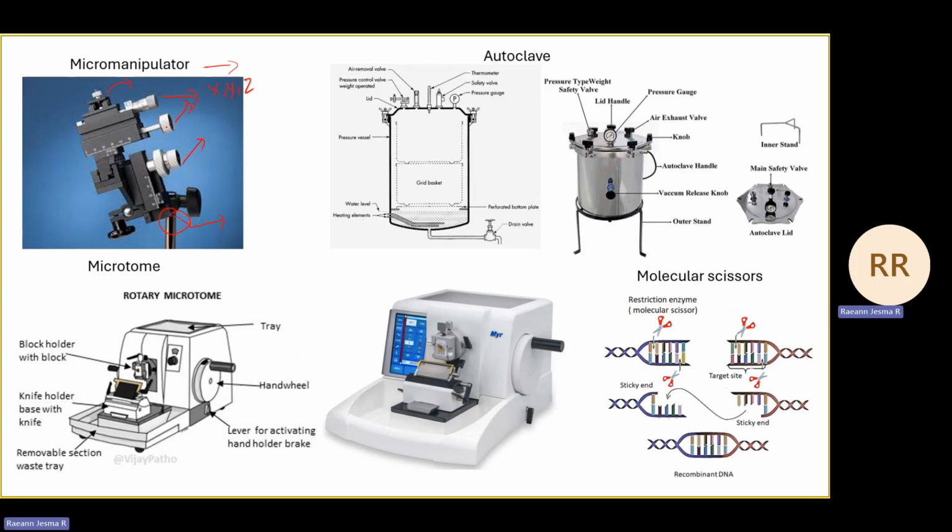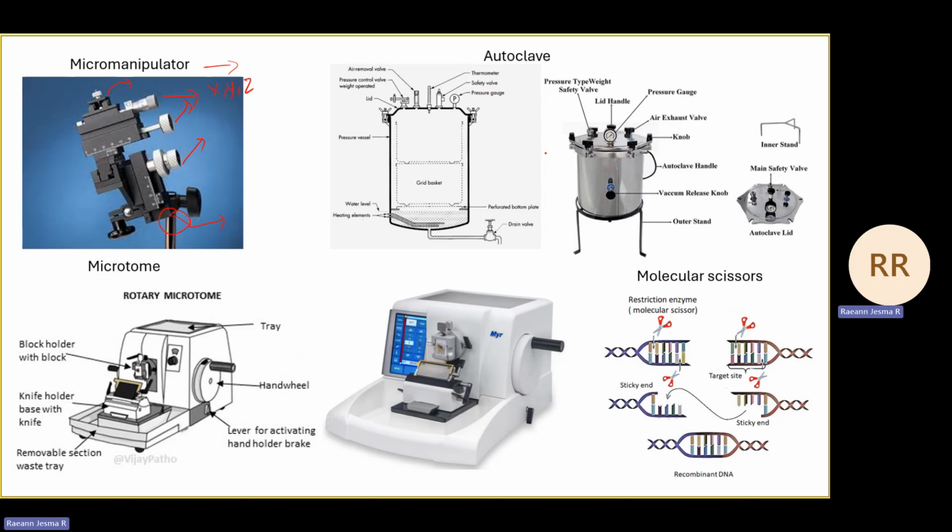We cannot use a micro manipulator generally. Then the second one is autoclave. So autoclave is generally a steam sterilizer, and it uses steam with pressure in order to kill any harmful bacteria or viruses that are present inside.